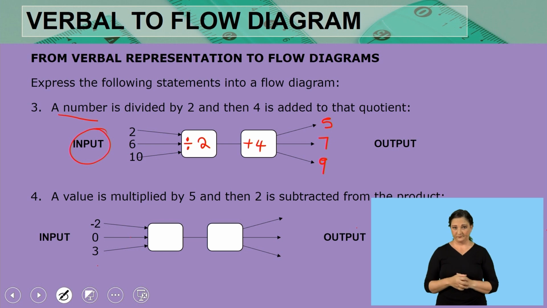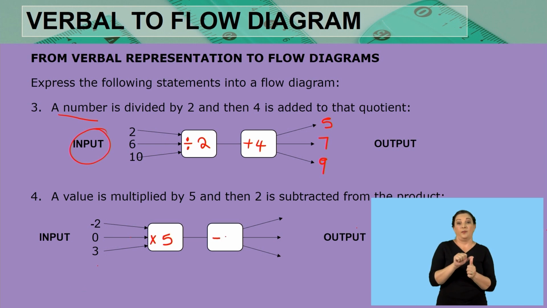A value is multiplied by 5 and then 2 is subtracted from the product. So the value is first multiplied by 5 and then from that product we are going to subtract 2. So let's look at the input values because that's the value that we are talking about when we say a value. The first one there is a negative 2. Now negative 2 multiplied by 5, that is going to give us a negative 10. And when we go now and further subtract 2, that is going to give us a negative 12.